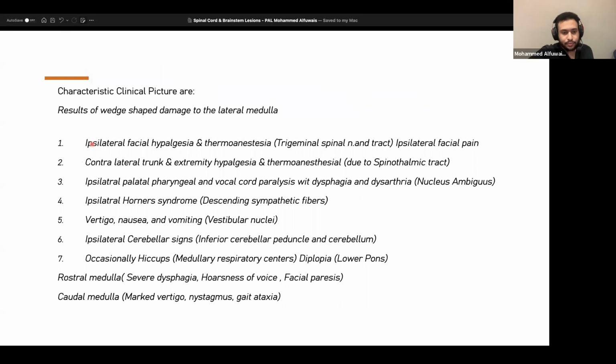It's going to affect ipsilateral facial hypogeusia and thermal anesthesia, basically loss of pain and temperature from the same side of the face because of the trigeminal spinal nucleus. And contralateral trunk and extremity hypalgesia, basically loss of pain and temperature from the other side of the body because of the spinothalamic tract. Ipsilateral palatal, pharyngeal, vocal cord paralysis, dysphagia, dysarthria because of the nucleus ambiguus through the vagus nerve. Ipsilateral Horner syndrome, from descending sympathetic fibers. You may have vertigo, nausea, and vomiting through the vestibular nuclei.